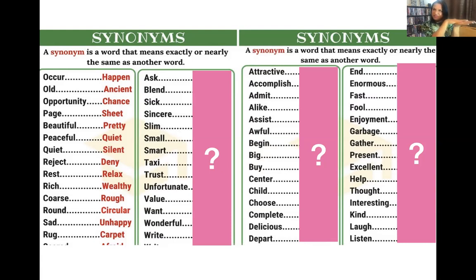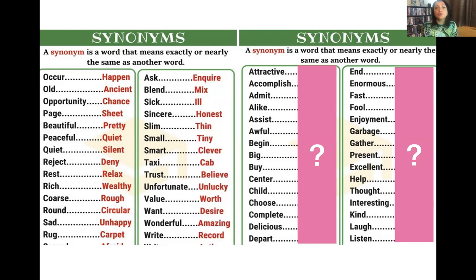If it's rough, it could be coarse. If it's round, it's also circular. If you're sad, you're not happy, you're unhappy. And a rug is a carpet. Did you come up with any of these? We'll check your work.